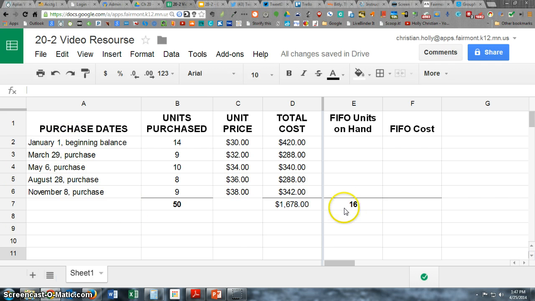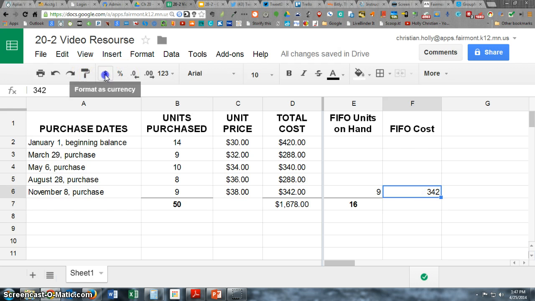So I need to determine the price of these 16, what the value is. So I'm going to work backwards. I'm going to work from the most recent purchases. So my most recent purchase was on November 8th. On November 8th, I bought 9 units. So for the 16 I have left, all 9 of these are going to be there. So right here, I'm going to put in 9 because I'm going to take all 9 of these units. Okay? They were $38 a piece. Since I'm taking the whole thing, I can take $342 and stick it in there.